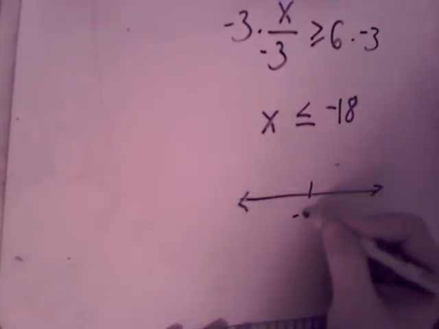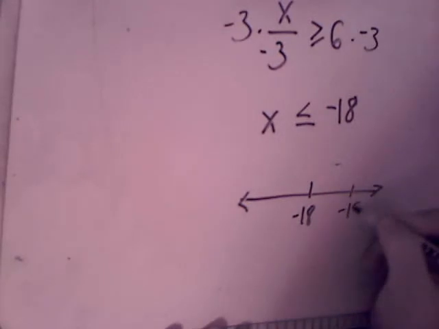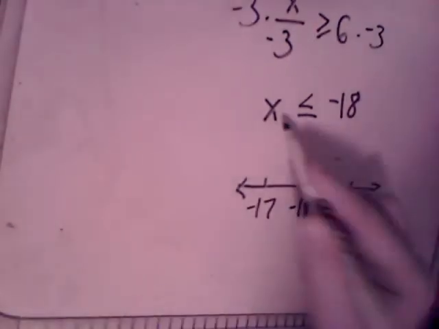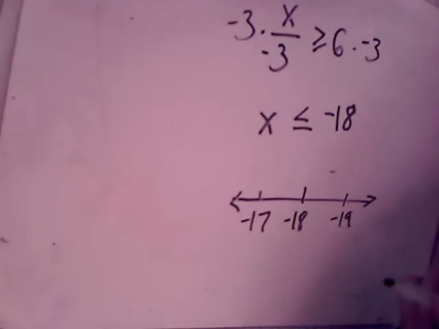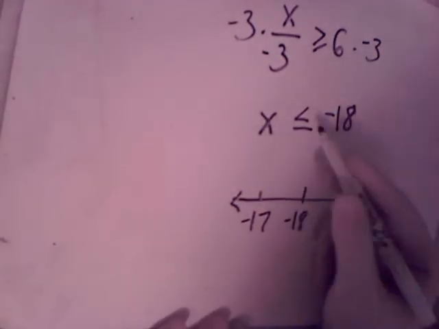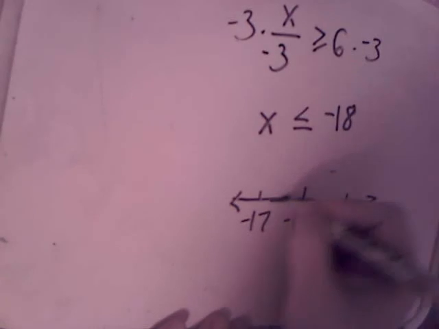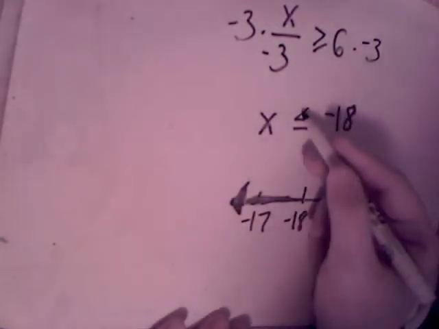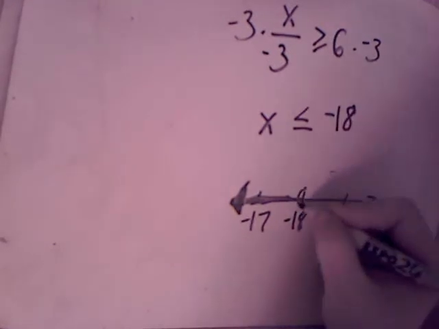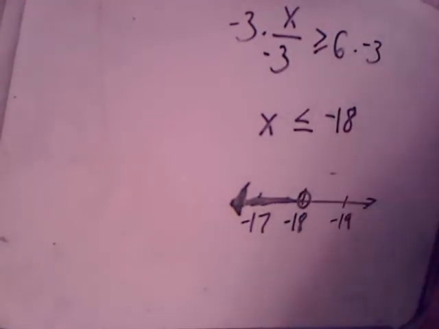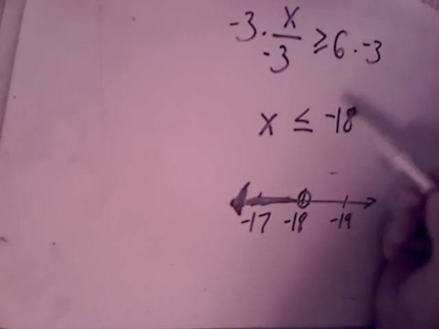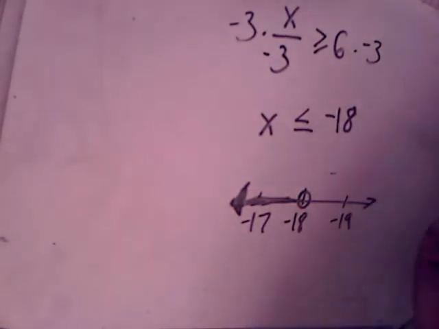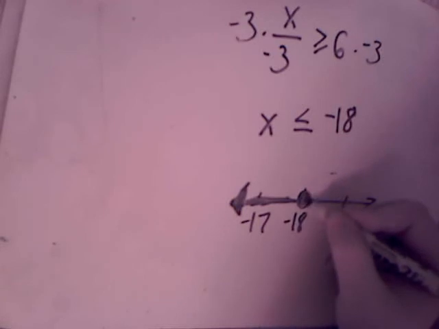And because the variable is on the left, I get to follow the direction of the sign. So I'm going to shade in everything that's off to the left, because that's the direction the arrow is pointing. I circle negative 18 because that's my focus number. And because I have a less than or equal to sign, that means that my answer could also be negative 18. So I'm going to shade that in.